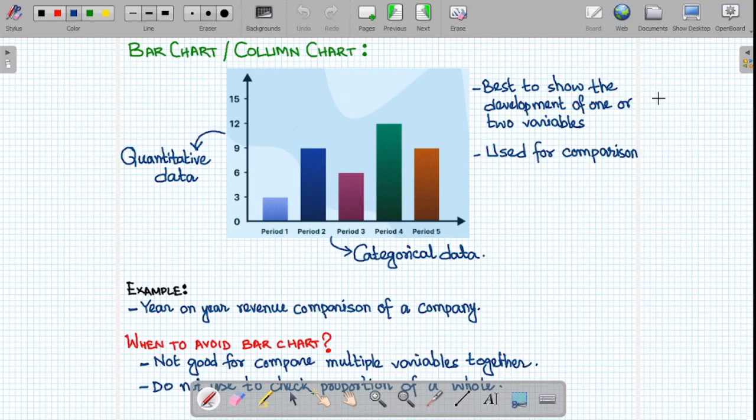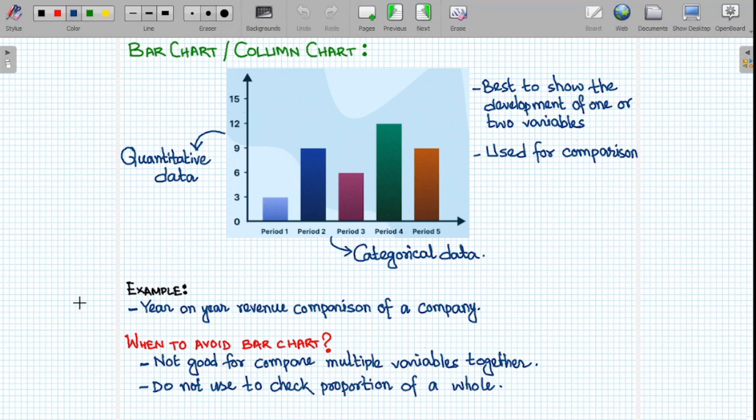Let's concentrate on bar chart or column chart. Remember, in case of bar chart and column chart, your x-axis will have categorical data and y-axis will have quantitative data. Here, period 1, 2, 3, 4 and 5 are nothing but categorical data, whereas 0 to 15 are quantitative data. Bar chart is used to show the development of one or more variables. Bar chart is used for comparison. For example, year-on-year revenue comparison of a company can be done easily with the help of bar chart.